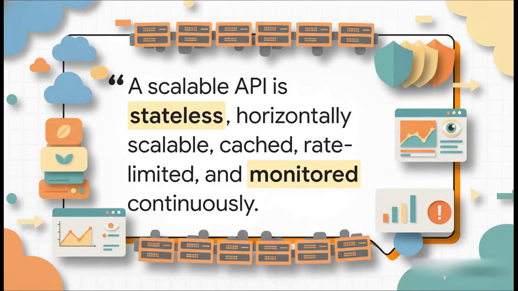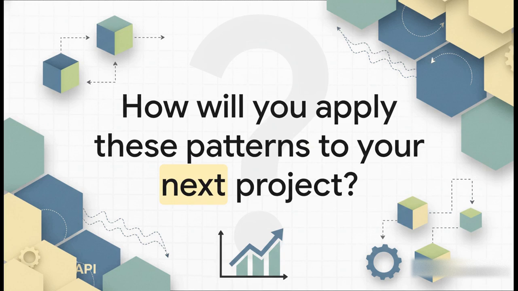And if you ever need to boil this all down into one powerful sentence, here it is. A scalable API is stateless, horizontally scalable, protected by rate limits, backed by caching, and monitored continuously. That one line perfectly sums up this entire explainer. So, as we wrap things up here, I want to leave you with a question to think about. Whether it's a small side project you're working on or a massive application at work, how are you going to apply these scaling patterns to make your next project more robust, more resilient, and truly ready for success?